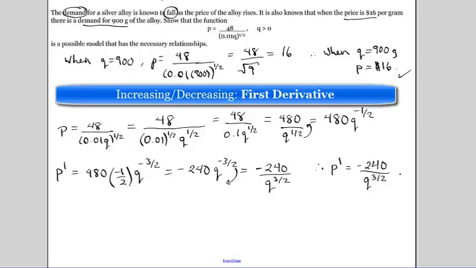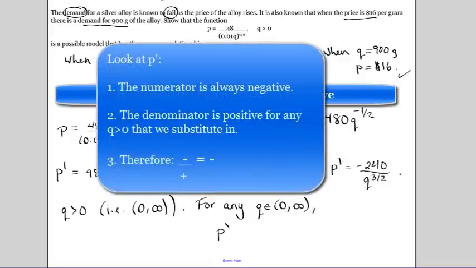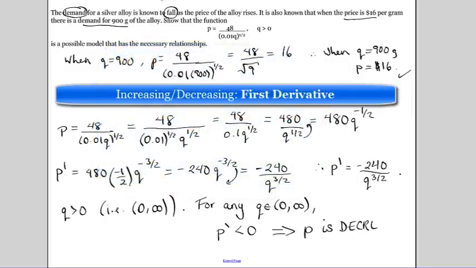We're told that the domain of the function is all values of Q greater than 0. In other words, from 0 to positive infinity. So if we plug any number from this interval, 0 to infinity, into P prime, we get a negative answer. In other words, P prime is less than 0. And that implies that the original function P is decreasing. Conversely, if P prime was positive for all Q on that interval, then P would be an increasing function, which is not the case here. And this completes the exercise.